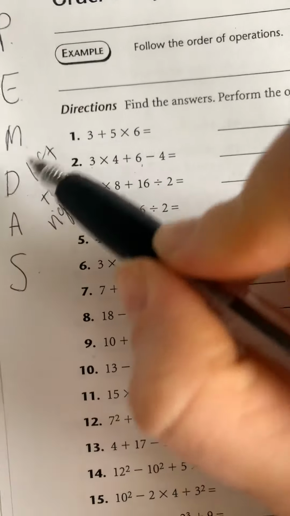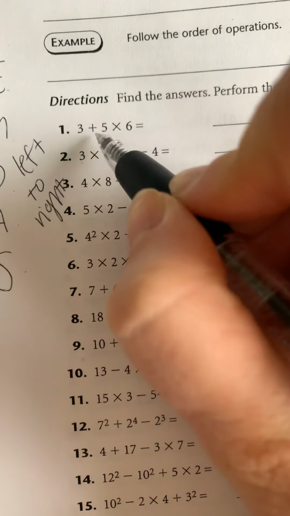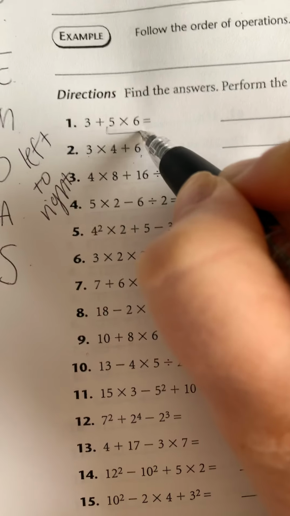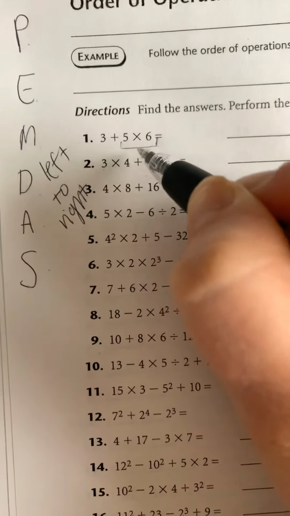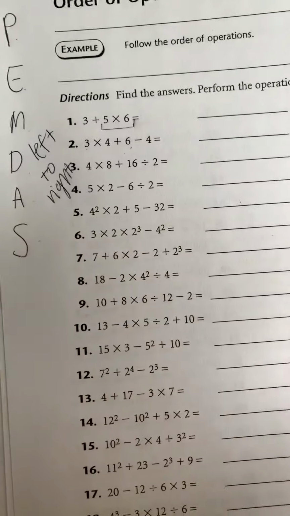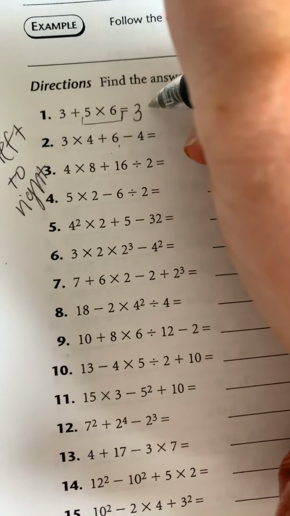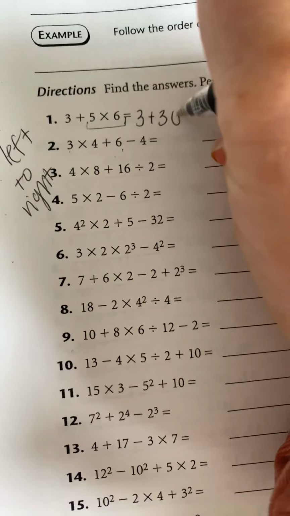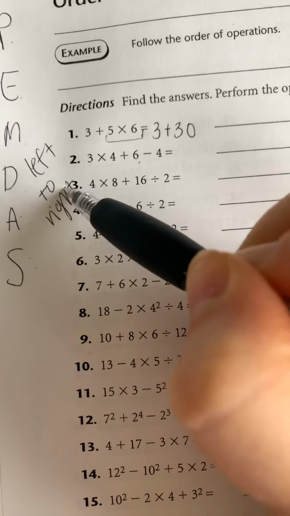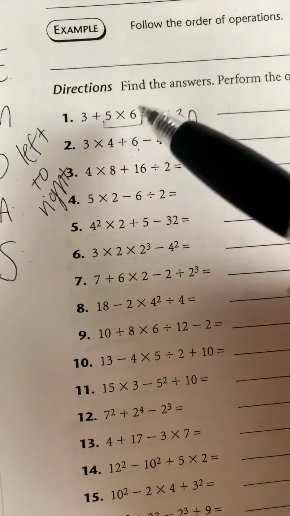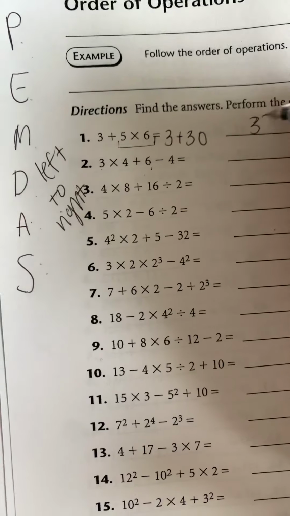Which means that I need to do whatever comes first. So what comes first in here is my multiplication. 5 times 6 is the first M or D from left to right, so I would do that first. 5 times 6, I know, is 30. So now my problem is 3 plus 30. Now I can do my addition and subtraction from left to right. Since this is the only problem I have left, I could just do 3 plus 30, and I know that my answer is 33.